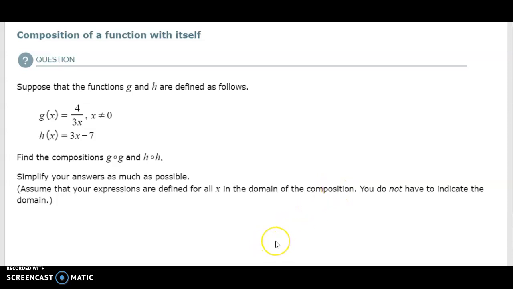So the last type we're going to talk about is when we have composition where we put a function inside of itself. So this is asking for g of g of x, and that's asking for h of h of x. Start with the g of g of x here. So I'm going to start with the g function. And everywhere I see an x, I'm going to put the g function again.